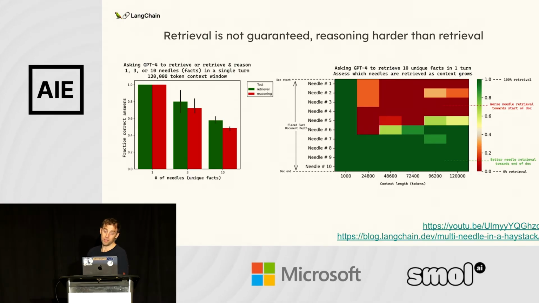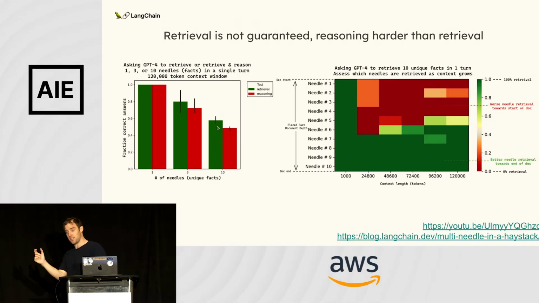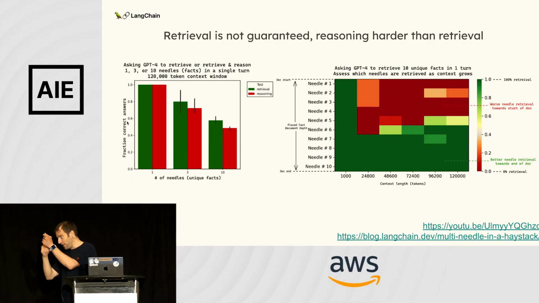These needles were actually pizza ingredients. So basically the background was, this was 120,000 tokens of Paul Graham essays, and 3 secret pizza ingredients, or however many, 1, 3, or 10, that I injected in that context. And I basically asked the LLM, what are the ingredients needed to build the secret pizza? So it'd have to find them in there.